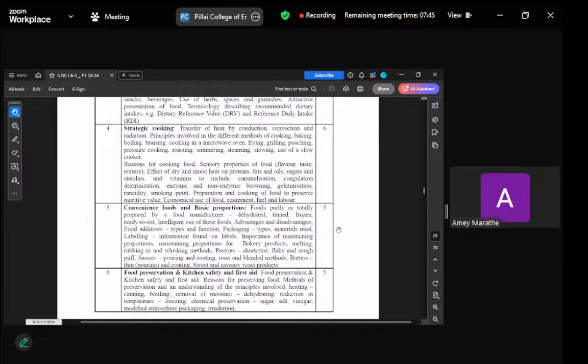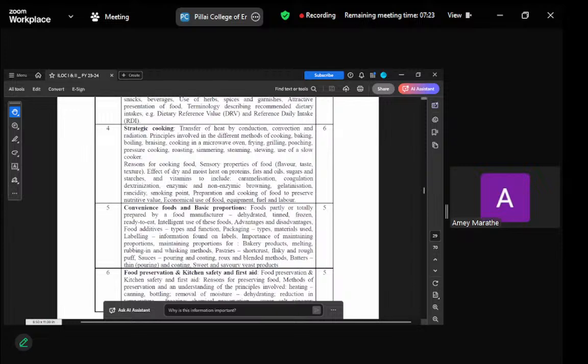Then the convenience food and proportion. Proportion is very, very important. What are the different types of additives you can add to the food? What are the different packaging materials? What are the different bakery products? The different types of pastries which are available, the sauces, and so on.